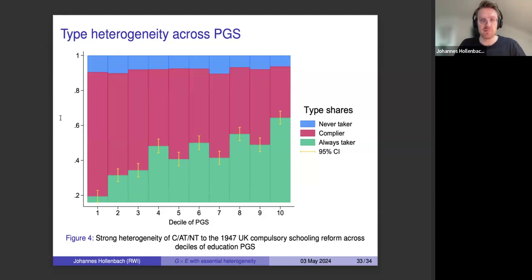But you've identified another potential problem that we have, which is the never taker share that we should not have.